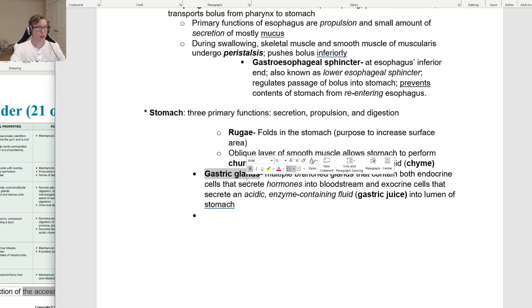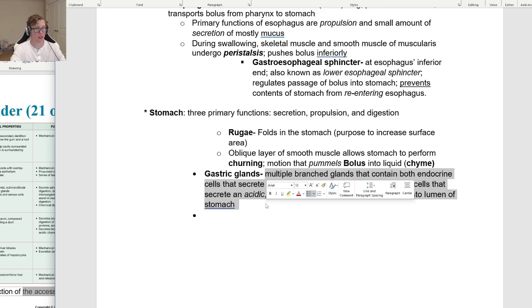All right, so the gastric glands. These are multiple branched glands that contain both endocrine cells that secrete hormones into the bloodstream and exocrine cells that secrete an acidic, enzyme-containing fluid, the gastric juice, into the lumen of the stomach.